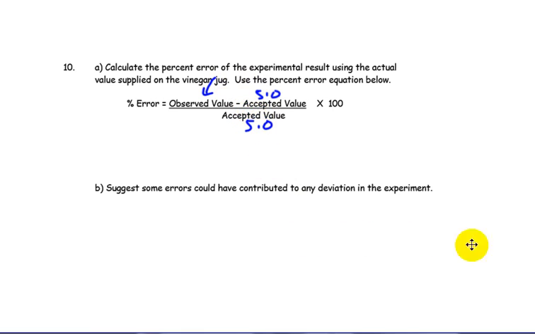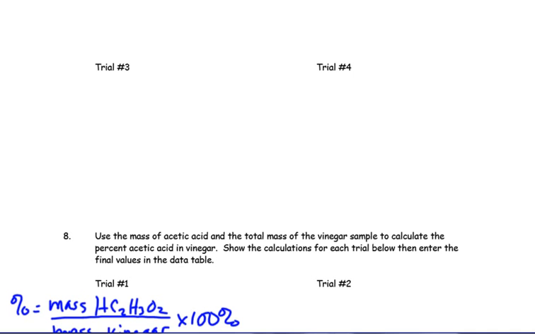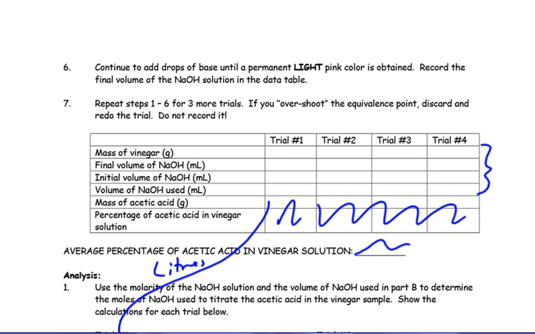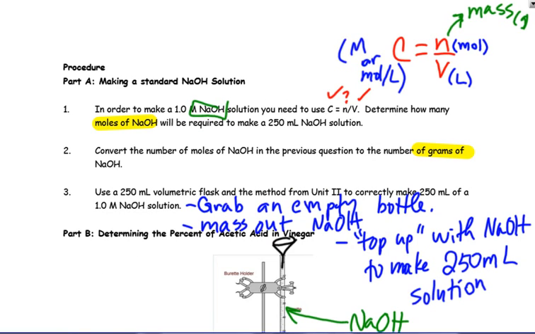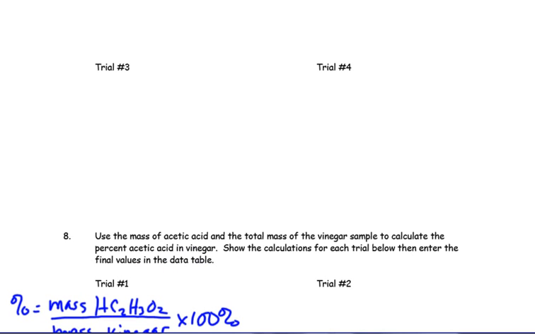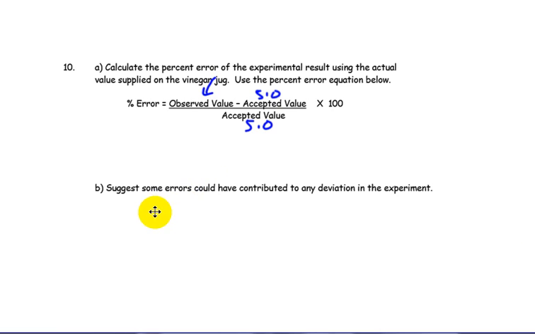Then 10b suggests some errors that could have contributed to any deviation from the experiment. So why didn't we get exactly 5? Tell me some things that could have been wrong in terms of measurement. And remember, one of the big things here is that when we made our original solution, we didn't use a volumetric flask, which is what you're supposed to be using. We used a flask, and you'll see when you look at the flask that it's not the greatest way of determining a solution concentration, so that could be one error. And then mention a few other things here that could have led itself to being off by a little bit.